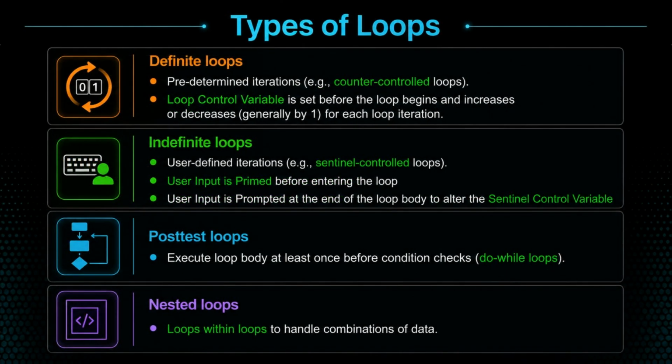Definite loops have predetermined iterations, like counter-controlled loops, with the loop control variable set before the loop begins and adjusted each iteration. Indefinite loops have user-defined iterations, like sentinel-controlled loops, with input primed before entering the loop and prompted again at the end of each pass to update the sentinel. Post-test loops execute the loop body at least once before ever checking the condition. That's a do-while loop. And nested loops are loops within loops, handling combinations of data.